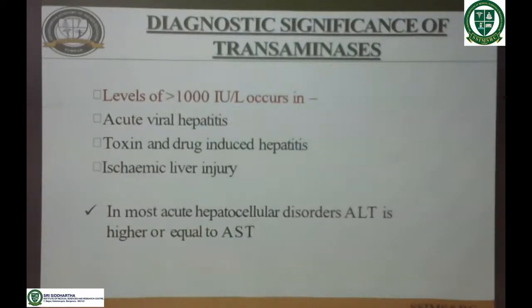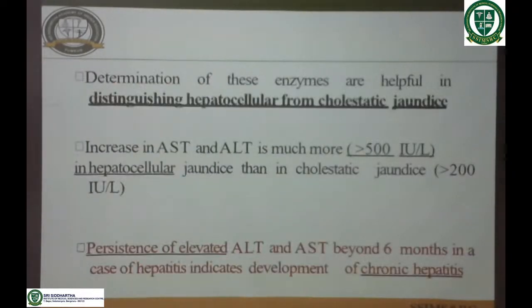In most cases of acute hepatocellular disorders, ALT will be higher than or equal to the AST. In hepatocellular disorders, ALT concentrations will be higher or normal to equal to the AST concentration. So this is the diagnostic significance of the transaminases. Apart from that, these enzymes help us to distinguish the hepatocellular from the cholestatic jaundice.